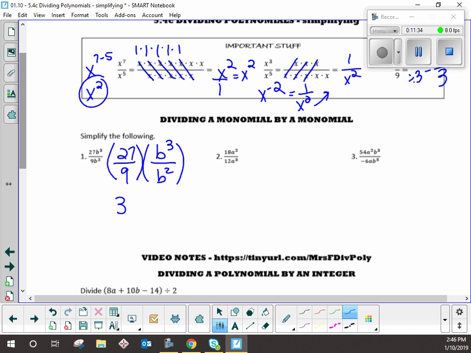Where are the most b's, top or bottom? Top. So your base is going to stay in the top, and then you do the 3 minus 2 is 1, okay? So b is going to stay in the top because there were more b's on top. But on number 2, where are there more a's? Bottom. So our a is going to stay on the bottom. So for number 2, I still have two things. I have the number part, 18 over 12, and I have the a part, a squared over a cubed.